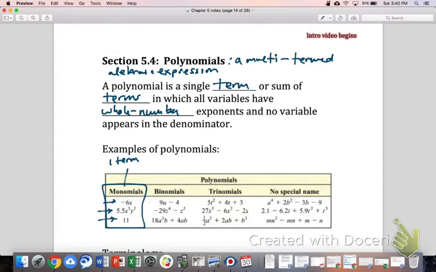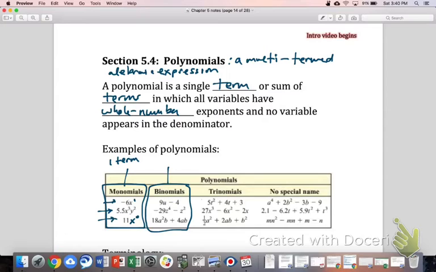For example, this is negative 6x to the first, and 1 is a whole number. The 3 and the 2 right there, those are both whole numbers. And this is technically 11x to the 0. Again, 0 being a whole number. These all fit that polynomial definition because they have one term. We call them monomials. We also have examples of binomials.